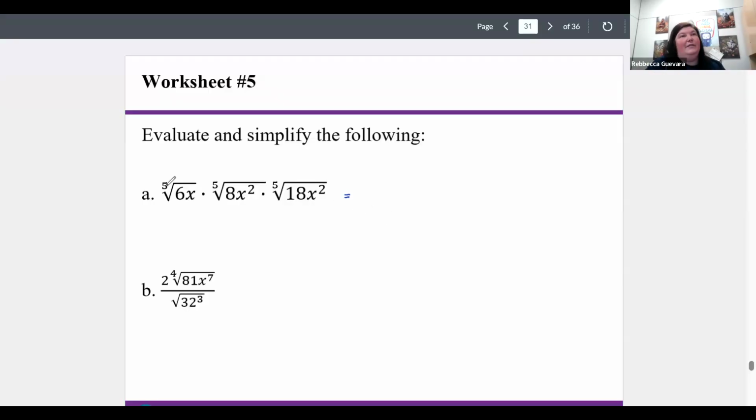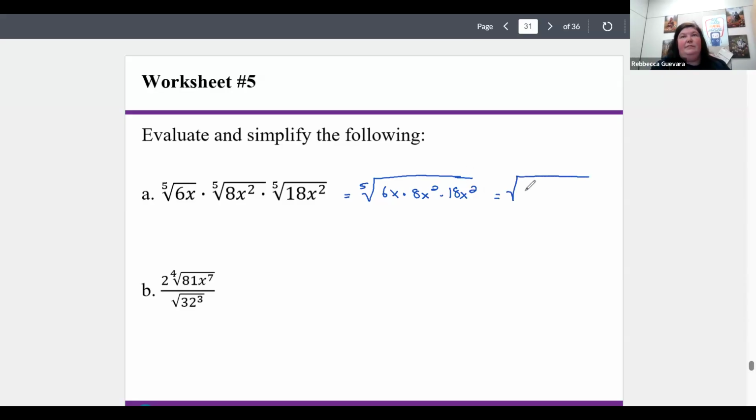All right, so we have a 5th root, a 5th root, and a 5th root, and it's all product. We can combine this all under the same 5th root. We'll have 6x times 8x squared times 18x squared. So we got the 6 and the 8, because I'm going to break these up, I'm going to leave them all like that. 6 times 8 times 18. And then we have x times x squared times x squared. That's going to give us x to the 5th, because of the product of all those x's.